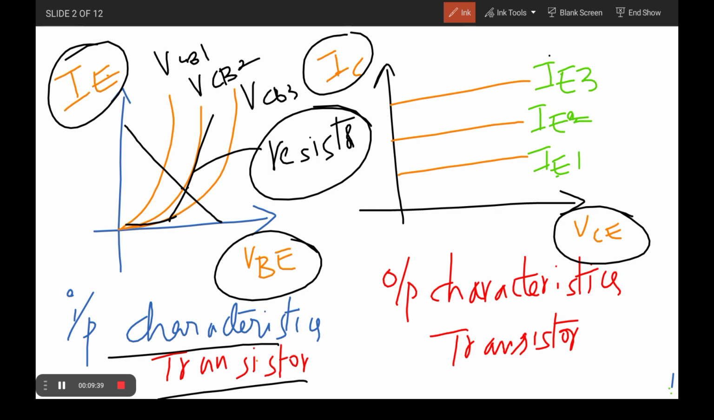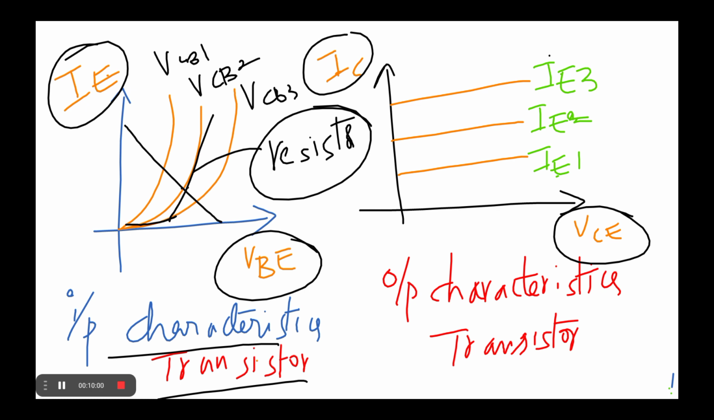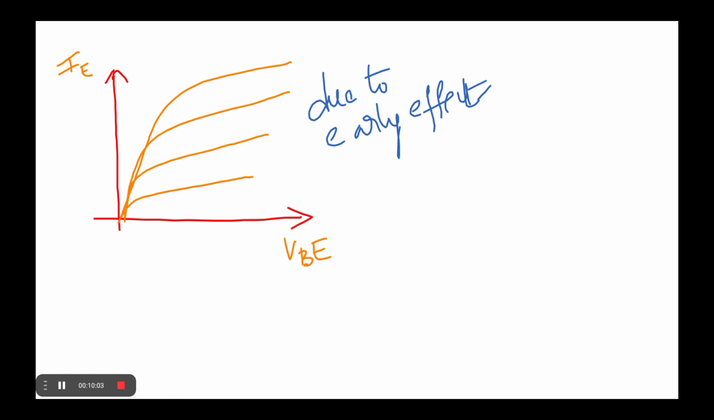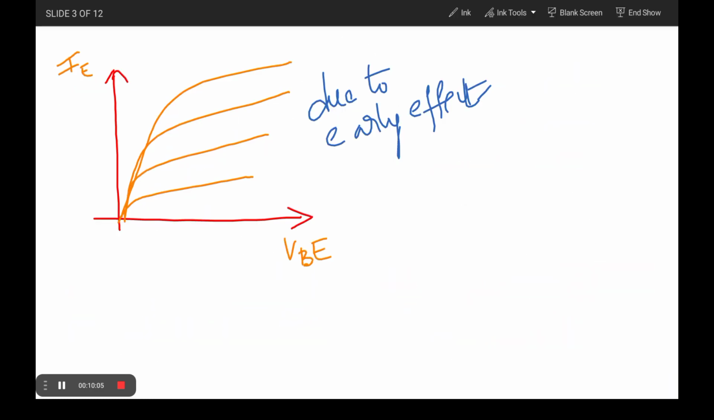In this consideration, if you make the IE value a constant, even if you increase the collector voltage, the IE stays constant. That means it represents a constant current source. A constant value of current is generally called a constant current source. Due to the early effect in the transistor, the graph is a little bit like this. If you observe, there is a small change here, so it behaves with some resistive nature.